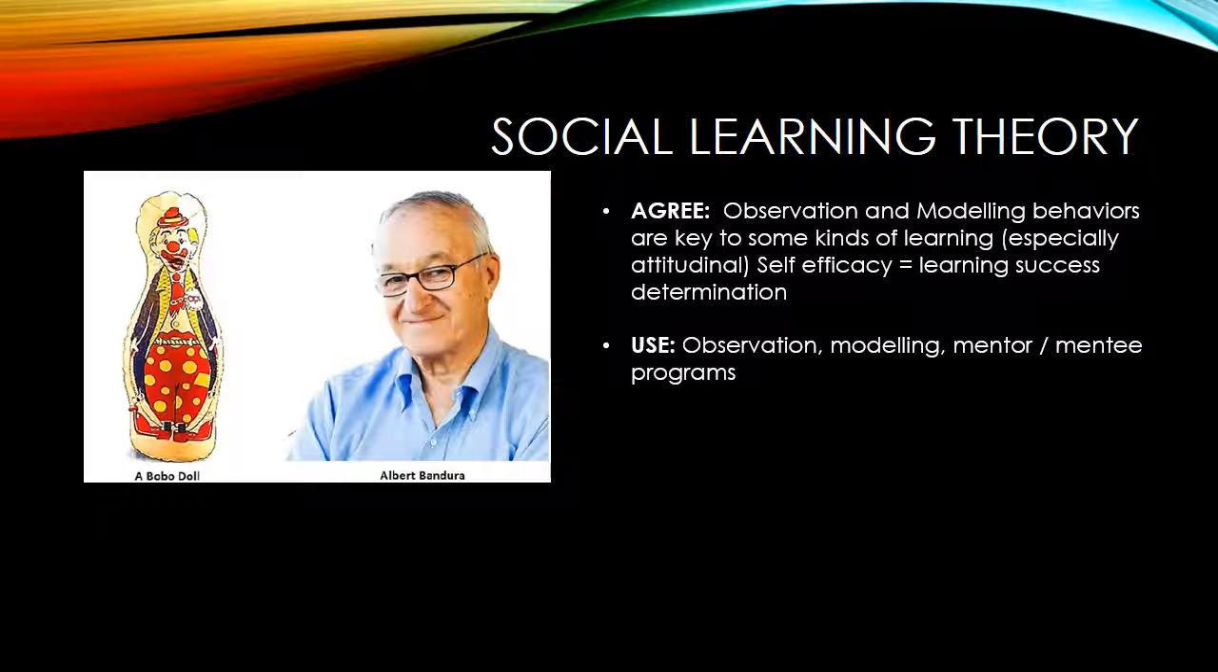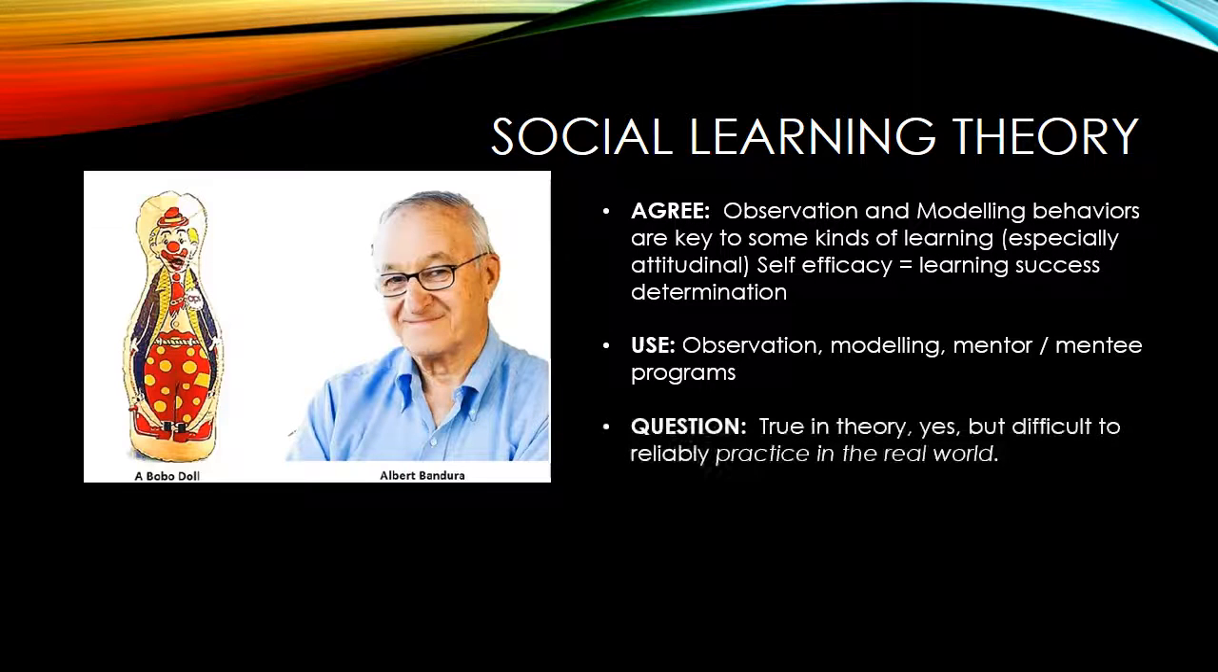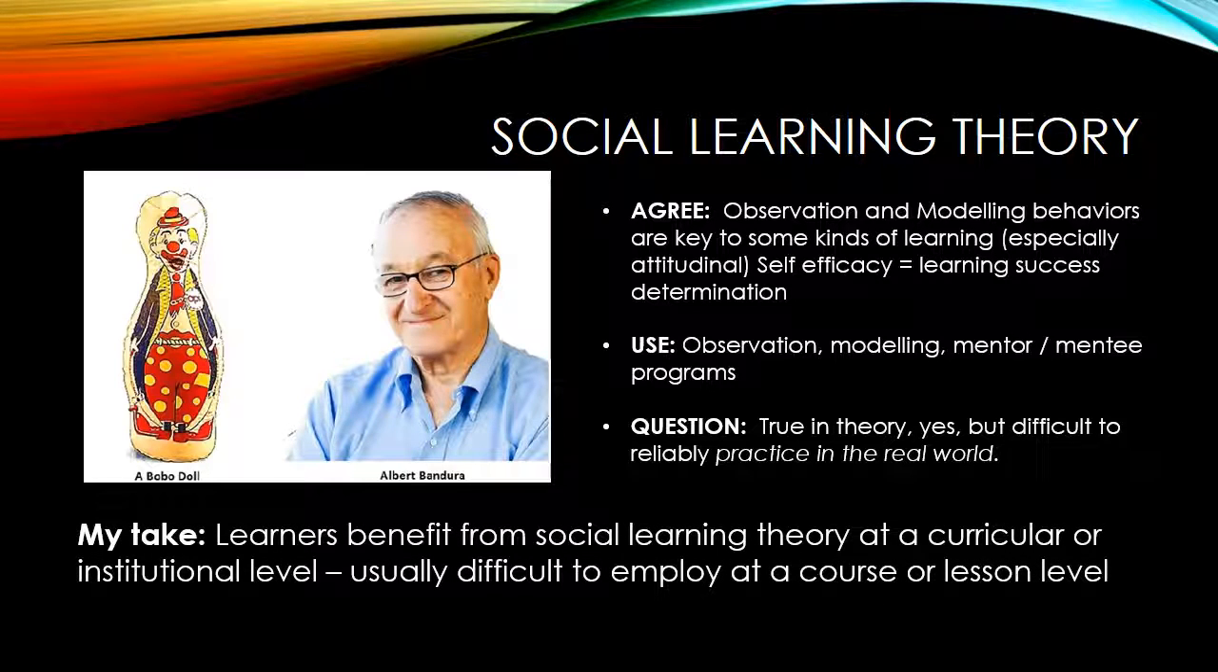So using observation, modeling, mentor and mentee programs, very good to use for me from social learning theory. My problem with social learning theory is I think it's true in theory, absolutely, but it's very difficult to reliably practice in the real world with any kind of consistency. So my take on it is that learners benefit from it at a curricular or institutional level. It's usually difficult to employ at a course or a lesson level.